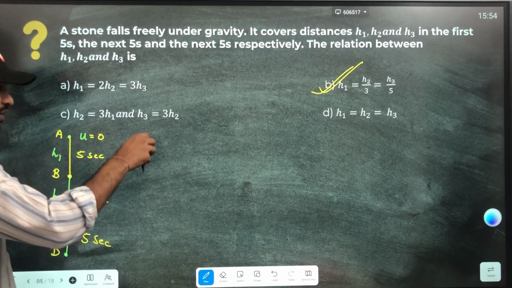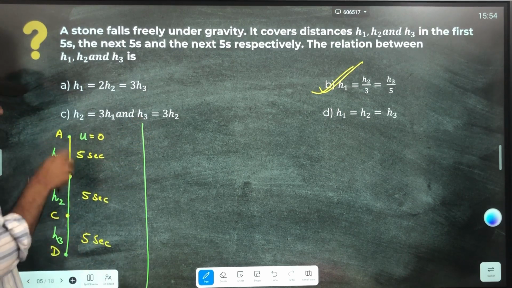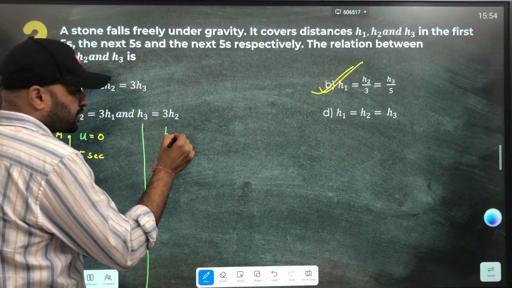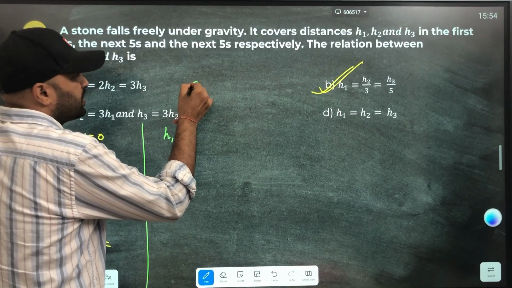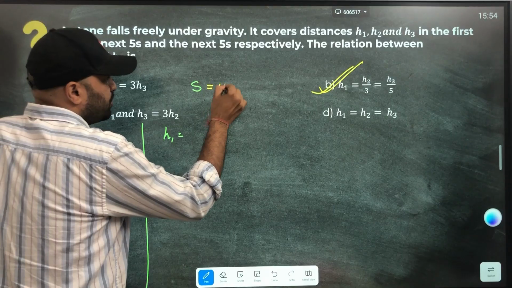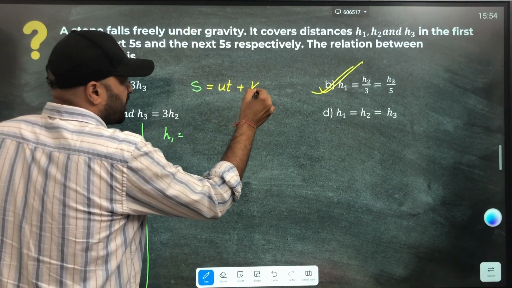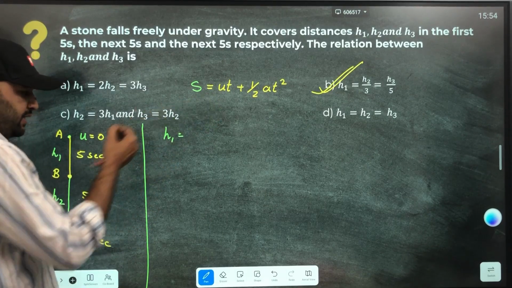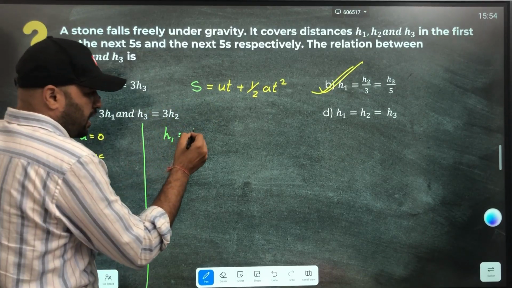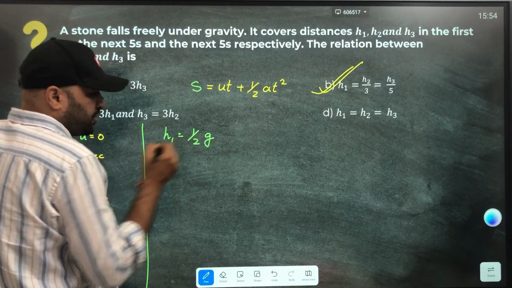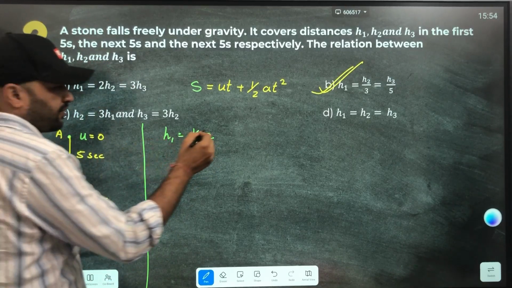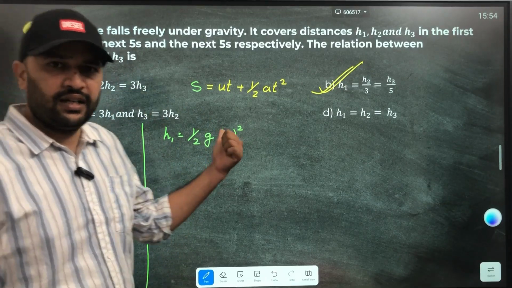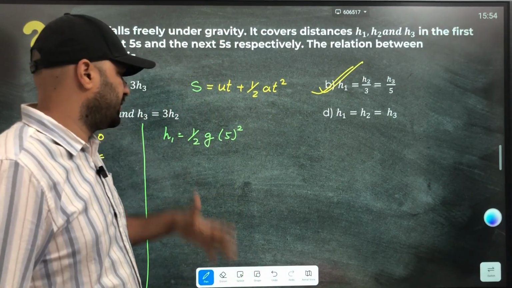Clear? So let's start solving this problem and first figure out the value of AB. So AB is h1, that will be ut plus half at square. I'm using the equation S equals ut plus half at square. u is already 0 in this case. Half g, acceleration due to gravity, and what's the time? Sir, 5 square. I'm just placing 5 square. If something gets cancelled, I'll cancel it later, right? This is our time. Okay, I hope this is clear.